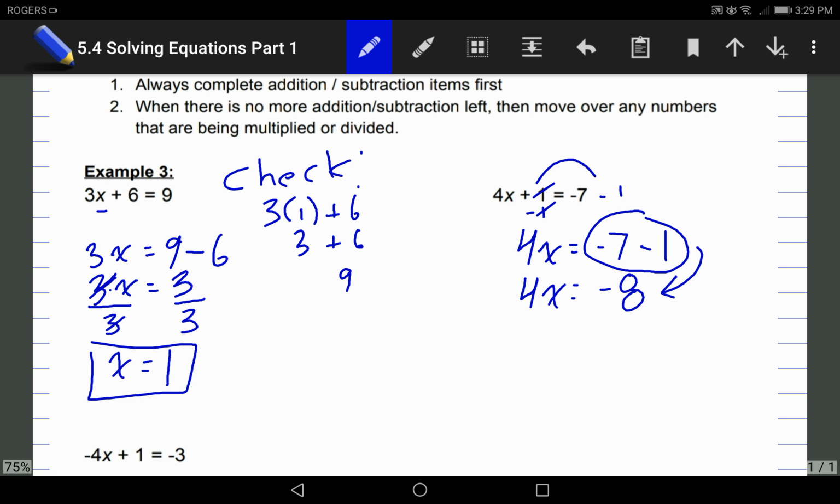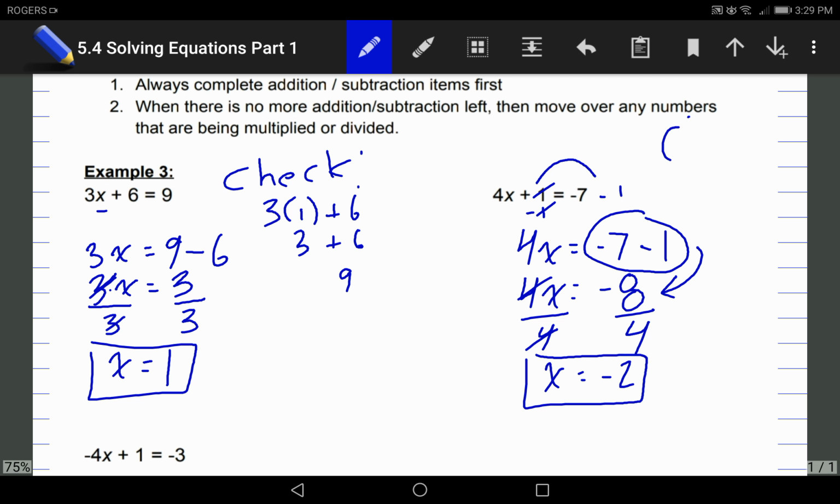Clean this up a little bit. Now you can remove this 4. And how do you remove the 4? Because it's 4 times x, divide by 4 on both sides. That will give you 1x on the left, or x. Negative 8 divided by 4. Plug that into your calculator. Negative 2.